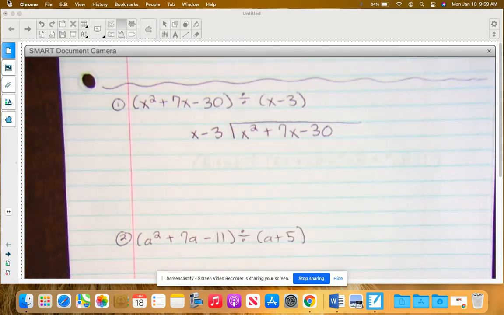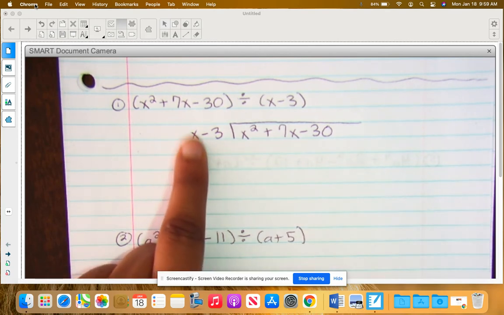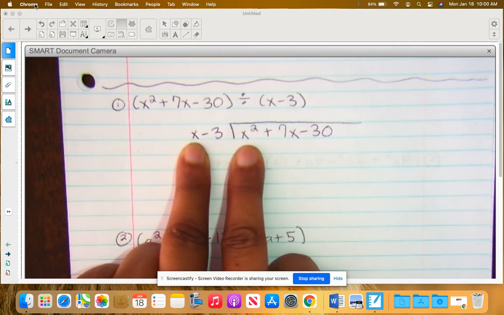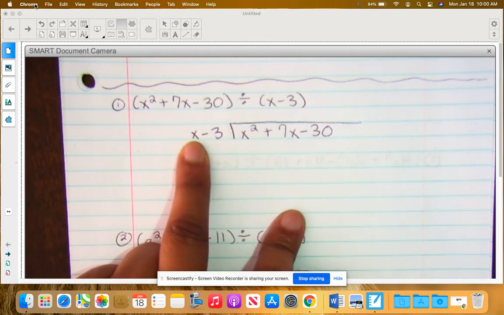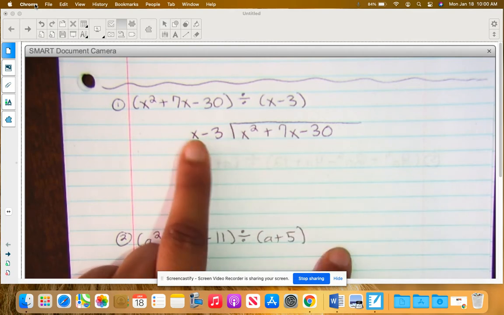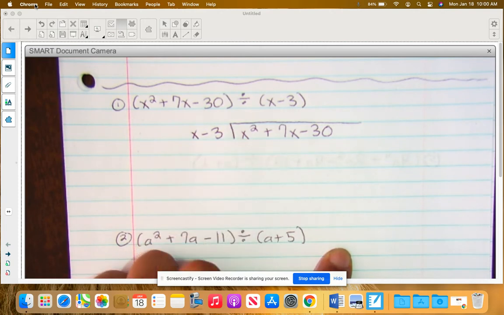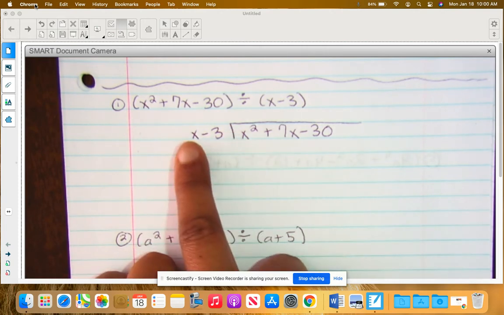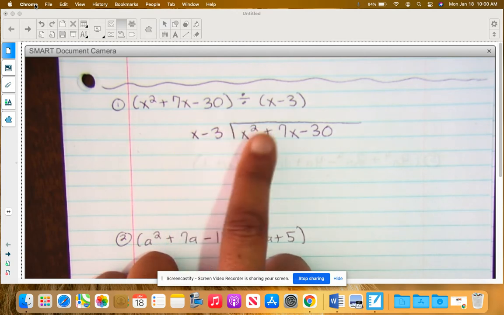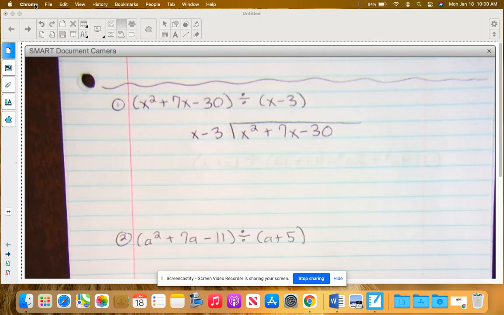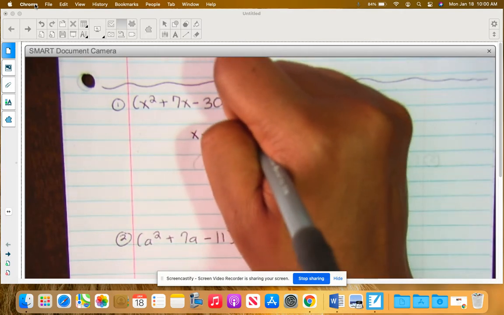All right. So now you can see how many times the first term on the outside goes into the first term on the inside. So you have two ways of thinking about this. You can think of it as x times what gives me x squared. So x times something gives me x squared. Or you can think of it as x squared divided by x gives you what? Either way, x is the term that we're missing.